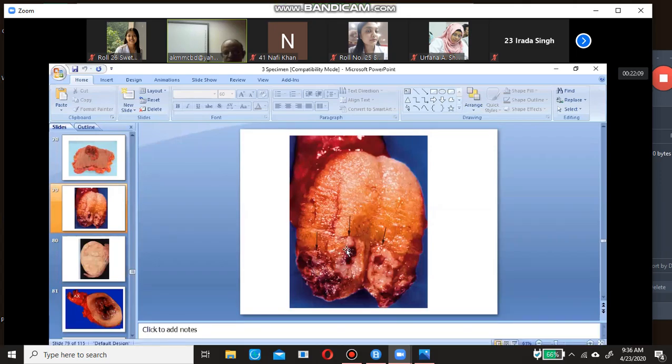You can see there is ulceration. This is the ulceration, and the eversion of the margin. Then there is ulceration with eversion of the margin at the lower end of the testis. And diagnosis is, you can say, carcinoma of the testis.